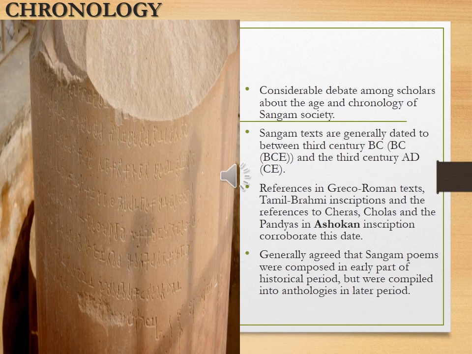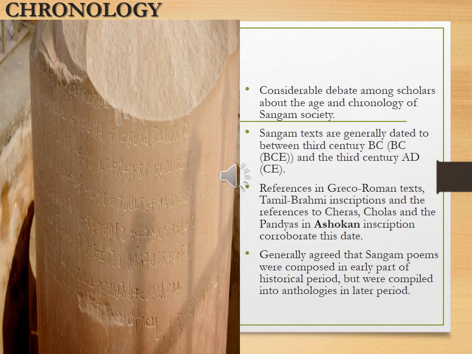We have already discussed the 19 Mel Kanakku, 19 Keezh Kanakku, and the 5 epics. They were considered the Sangam poems. They were written during the early part of the historical period, but they were compiled in a later period.